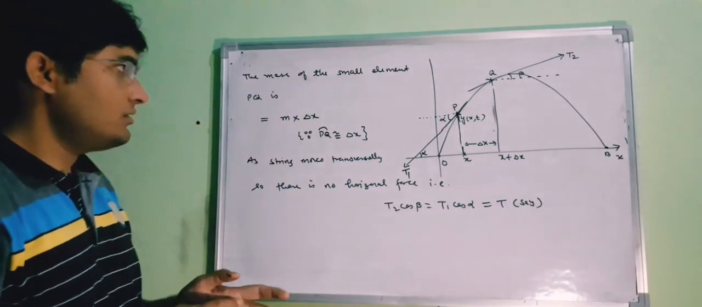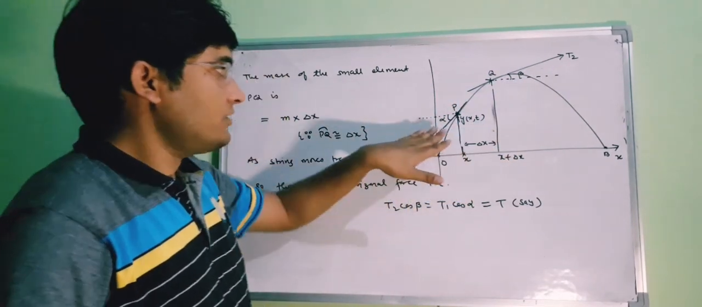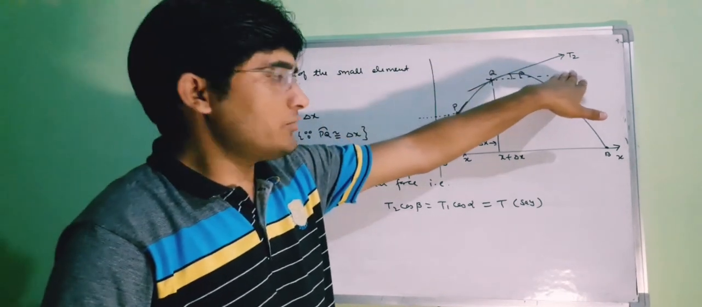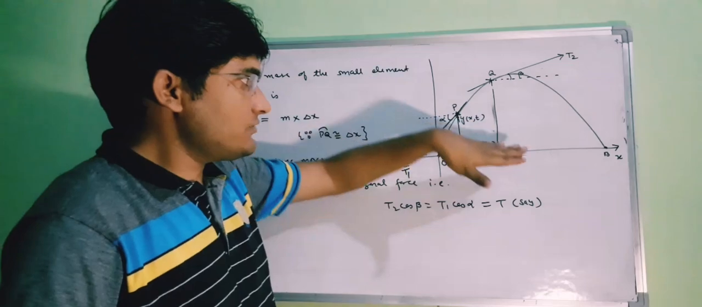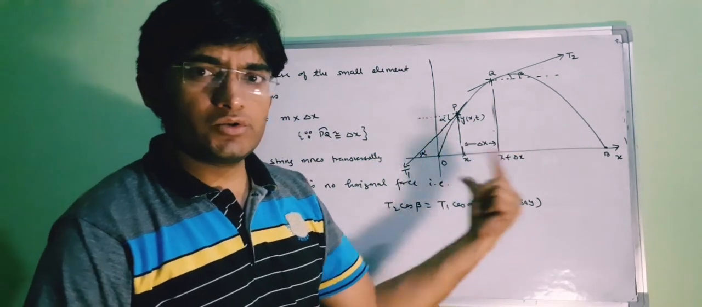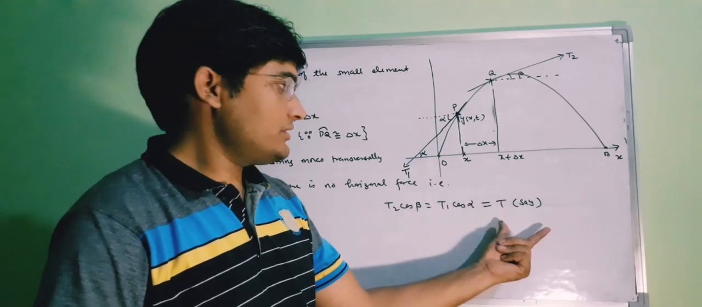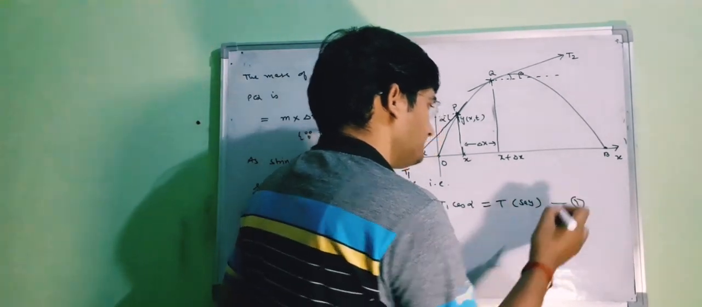So the horizontal component of these tensions will be T1 cos alpha here, and T2 cos beta here. As the string moves transversely, this horizontal component of the tension will be constant. Say this is T. So we are assuming it as T.